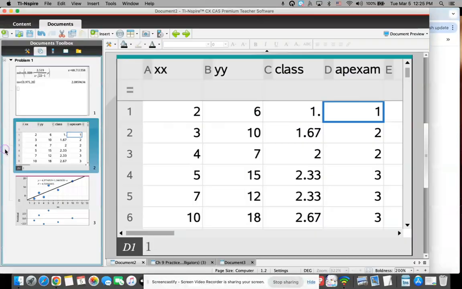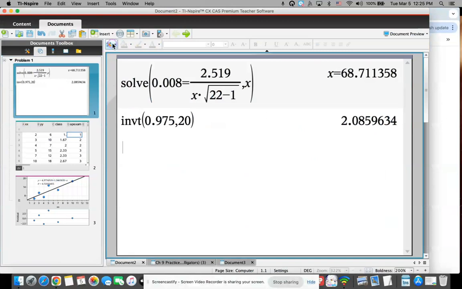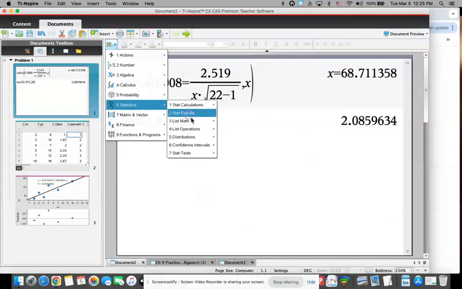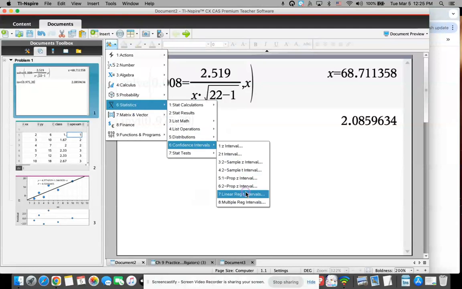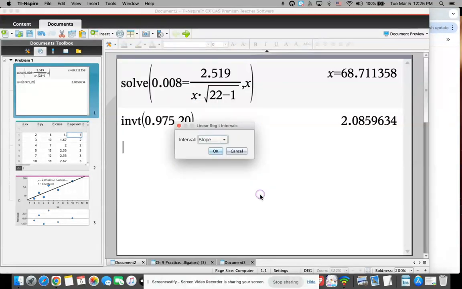Okay, so I'm going to go to confidence intervals. And you'll see at the bottom here, it says linear regression T intervals. That would be for the slope as well as for the predictions, the response. So you have a choice. Do you want to do a confidence interval for slope, or do you want to make predictions? So I put response in for a prediction.